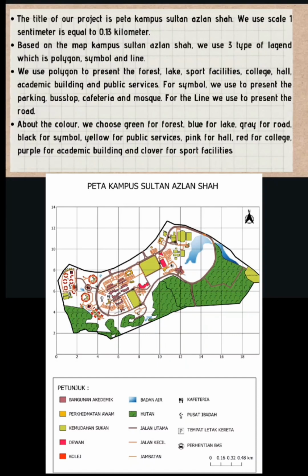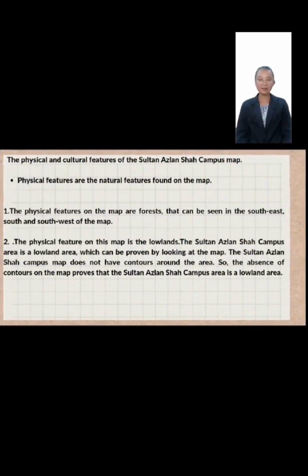About the color, we choose green for forest, blue for lake, gray for road, black for symbol, yellow for public service, pink for hall, red for college, purple for academic building, and clover for sport facility. Next, I will explain the physical and cultural features of the Sultan Azlan Shah campus map.